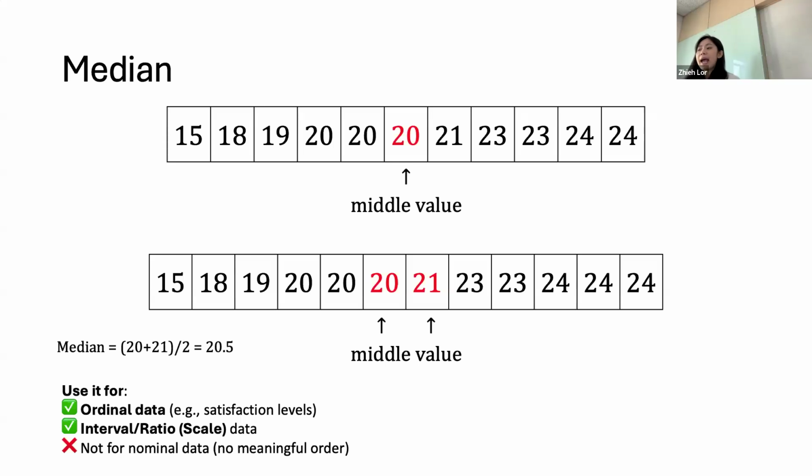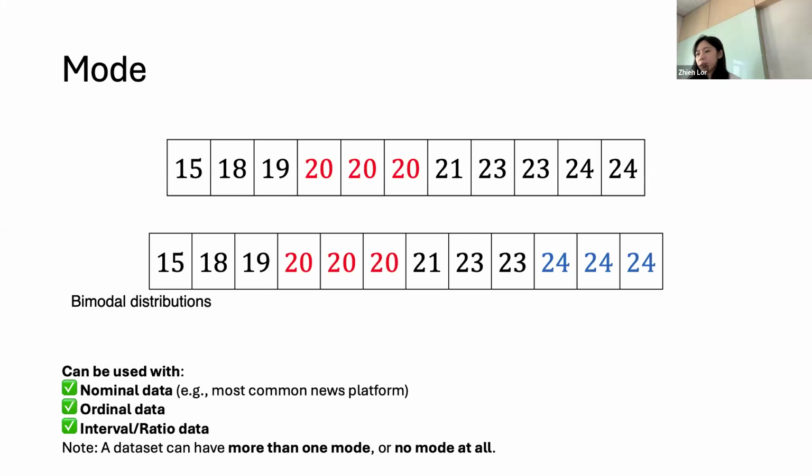So for the median score, it has to go with the order from the smallest to the biggest one. Then you pick the center value. When you have two of them, it is an even number. If your data set has an even number, then you pick the two middle values, add them, divide by 2, and then you got your median score. Not for the nominal data because there is no meaningful order here.